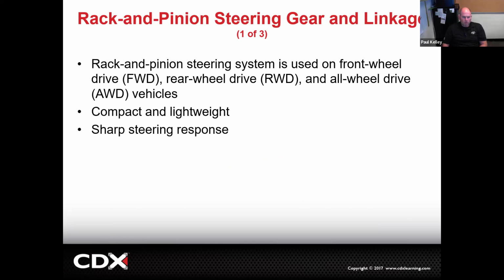And so rack and pinion steering linkage will be the next thing we cover because I feel like it's more simple. It's used on front wheel drive, rear wheel drive, all wheel drive, but it really started on front wheel drive. It's compact, it's lightweight, it's got a sharp steering response. You got a car that you want to feel sporty, you use a rack and pinion. That's going to be the best type of linkage for you if that's the feel you're going for.